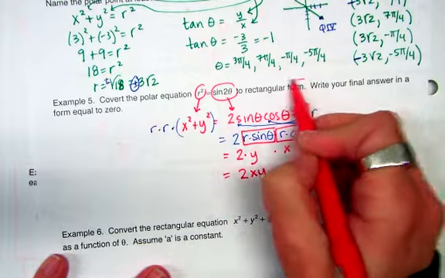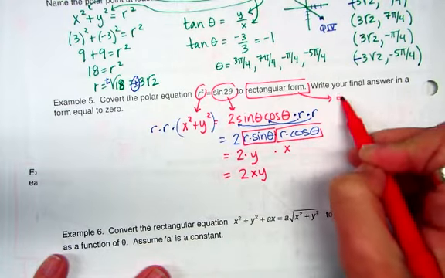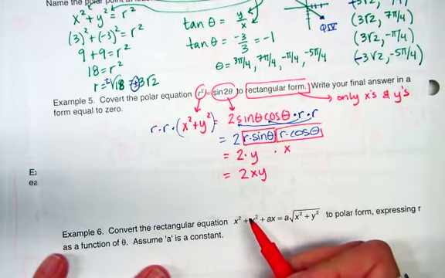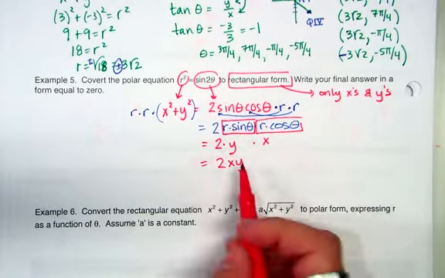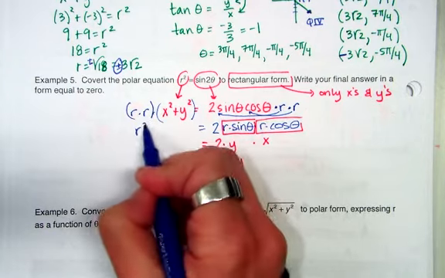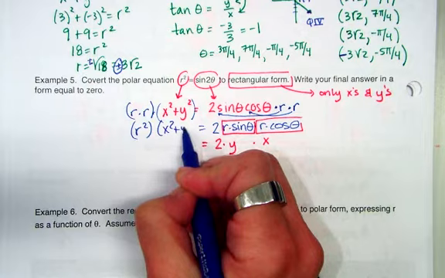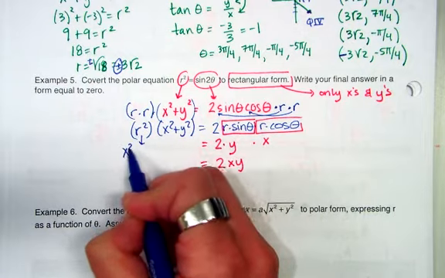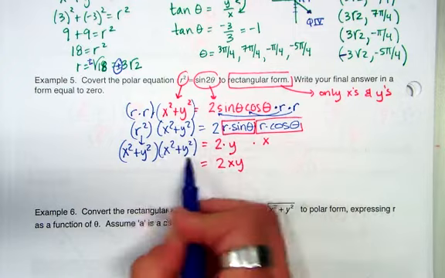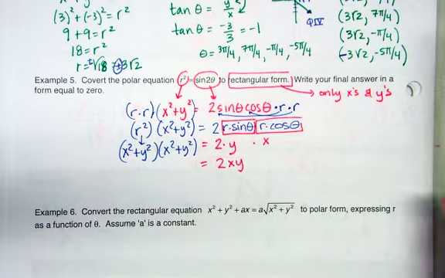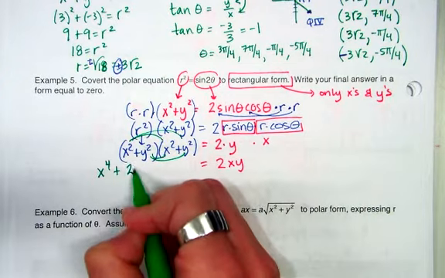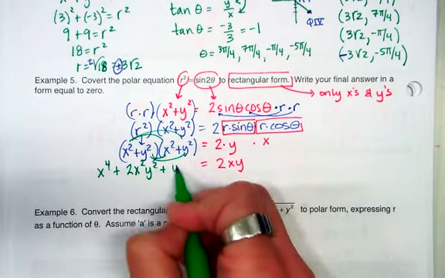When I'm going to rectangular form, I want only x's and y's in my final answer. Well, so far on the right, I'm good. Now on the left, let's see what happened. Well, this gives me r times r, which is r squared. What is r squared? Well, r squared we know is x squared plus y squared. So now I have x squared plus y squared times x squared plus y squared, and I can FOIL this whole thing out. Now I'll get x to the 4th plus 2x squared y squared plus y to the 4th.